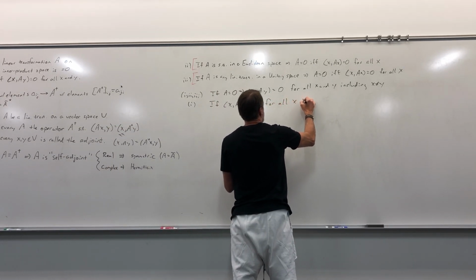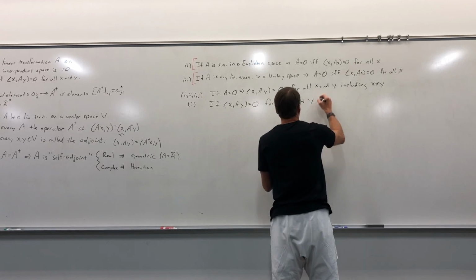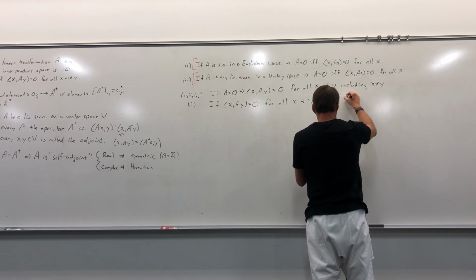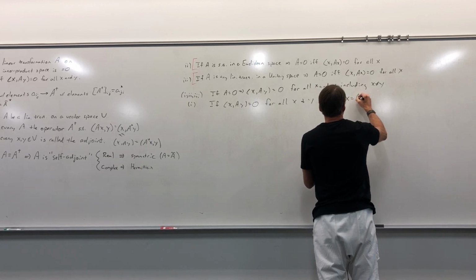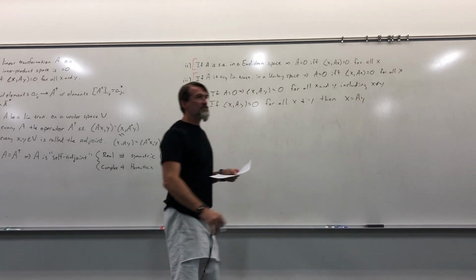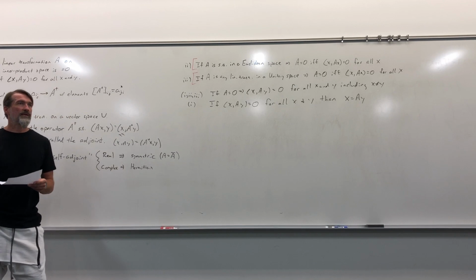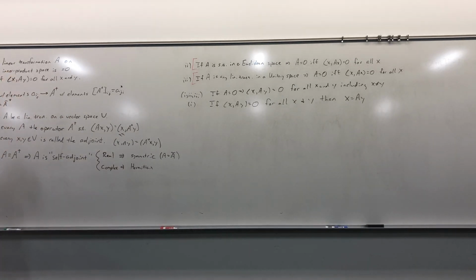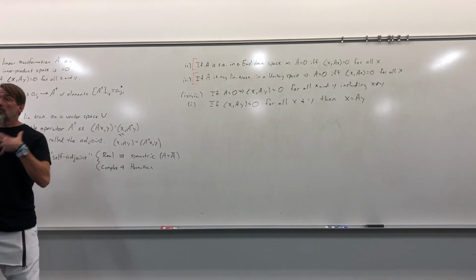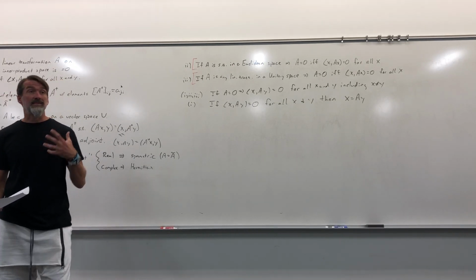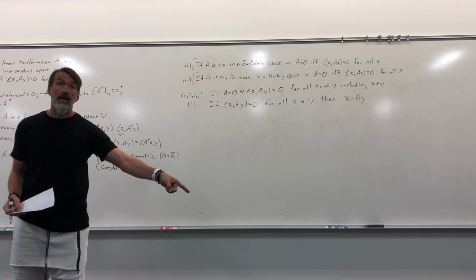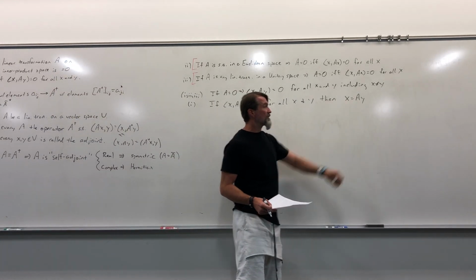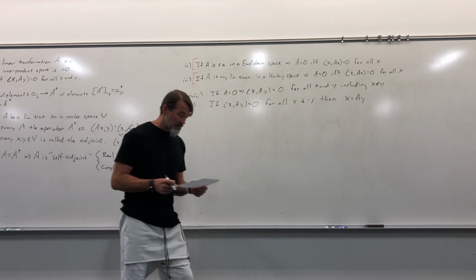For all x and y, then let's take the vector x to be the result of transforming the vector y by the linear transformation. And this is an arbitrary linear transformation. One of the things we know about linear transformations on vector spaces is that they take a vector, eat it, and spit out another vector. So we're going to take x to be the vector that results from acting on y with the linear transformation A.